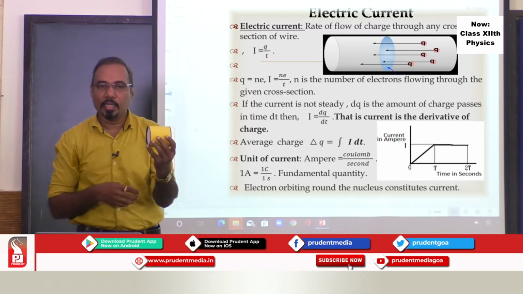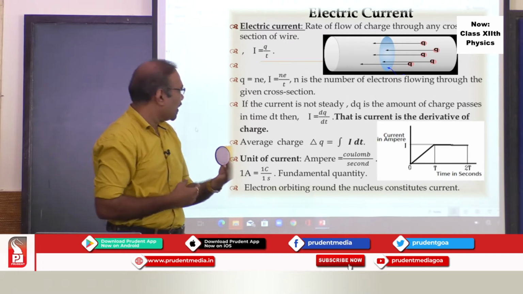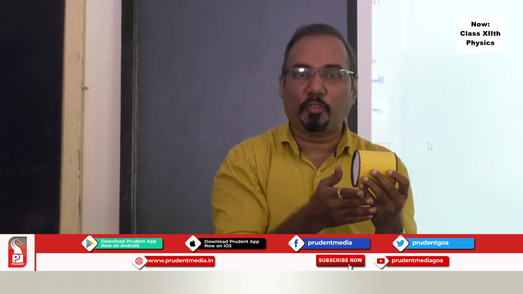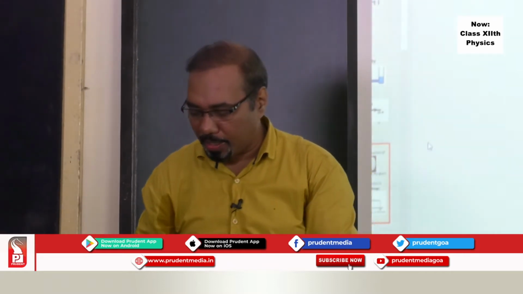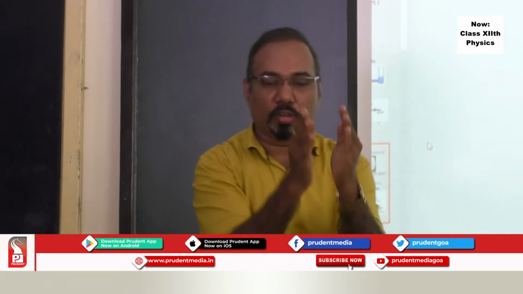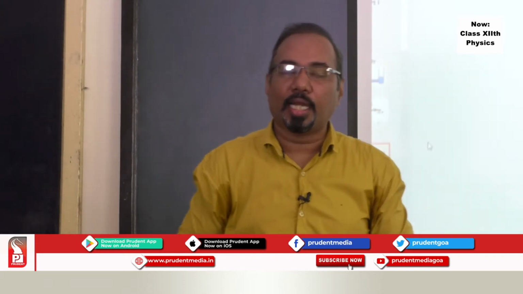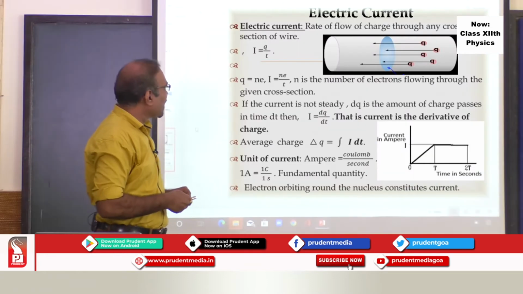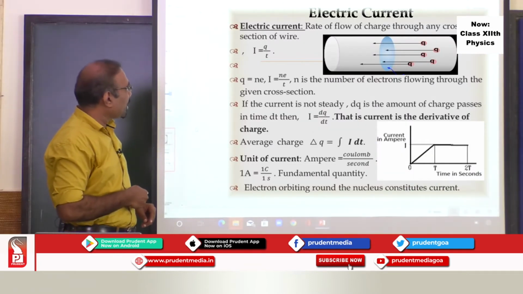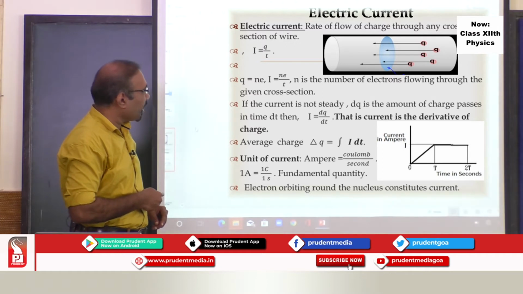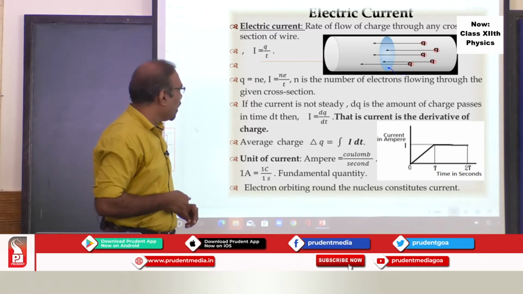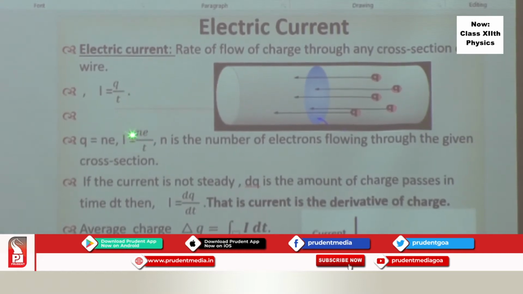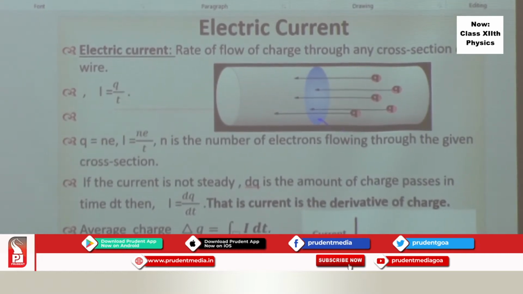Now, what is meant by current? We define current as the amount of charge that will flow through a given cross-section of the conductor. So whatever is the amount of charge that flows through a given cross-section of the conductor, that is current. So that's the reason we have current is charge upon time. And if you put charge equal to Ne, we get the beautiful relation I = Ne/t, where N is the number of electrons flowing through. And this formula we have taken up from the first chapter.